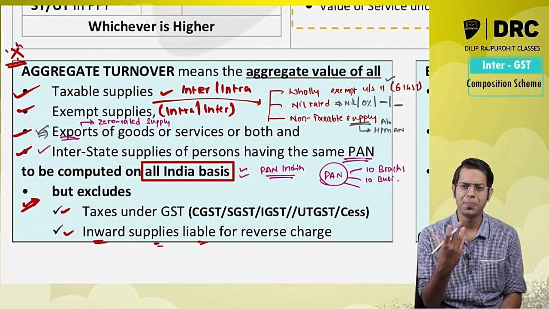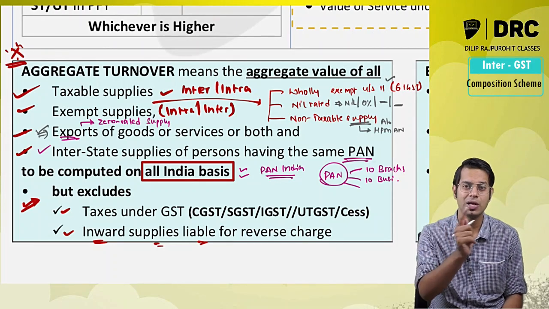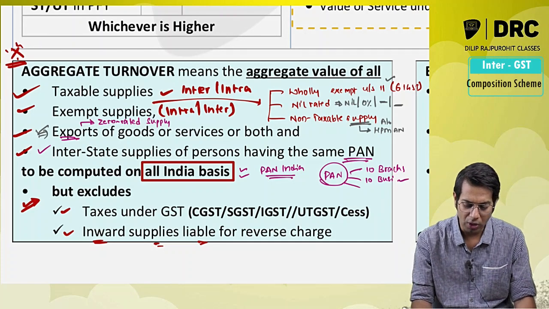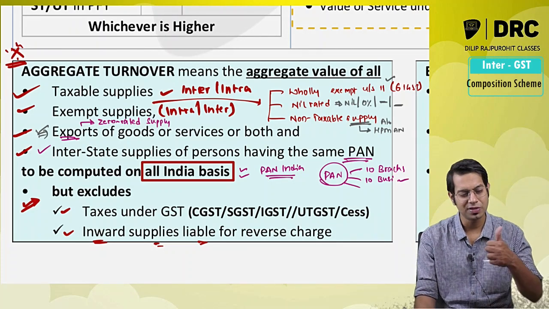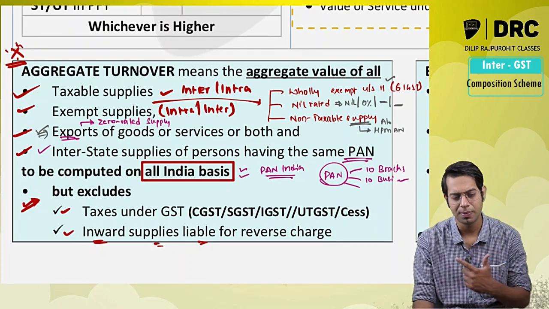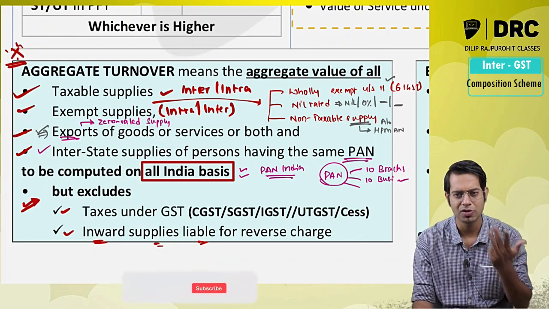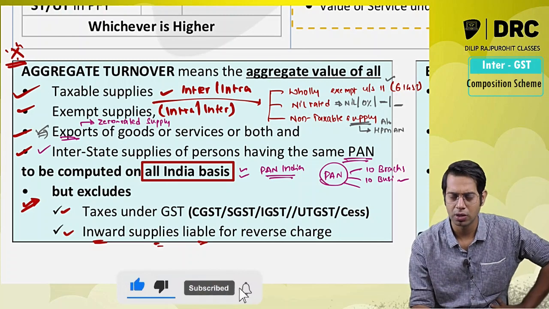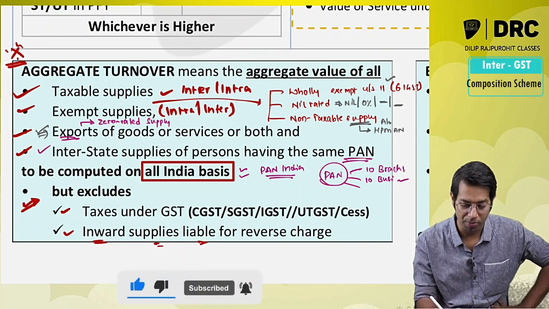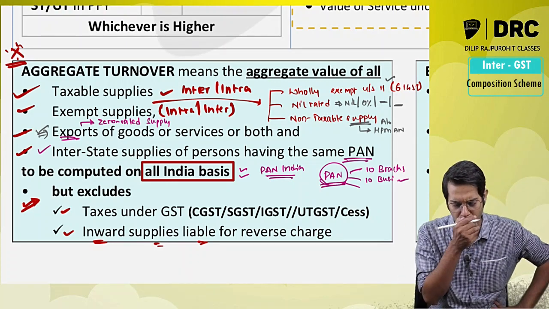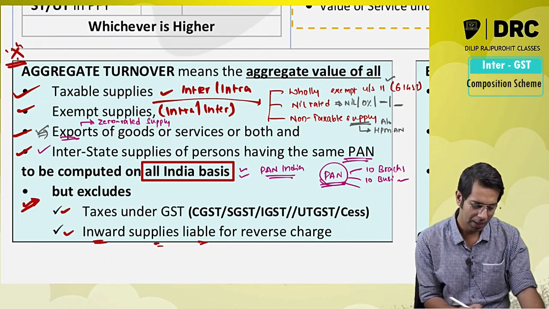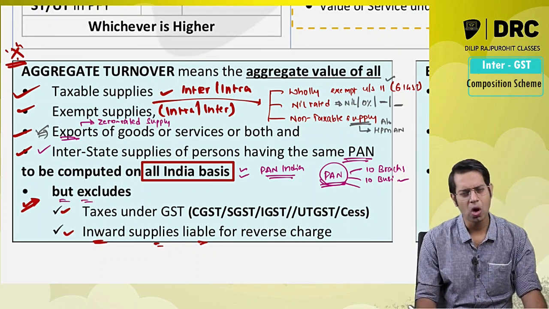So whenever I am computing my aggregate turnover, I should take into consideration the total turnover from all these different branches. Sir, what if I have different types of business? I have a sari business, a sweet business, a dupatta business, a chudidar business. Then what will you do, sir? You should take into consideration the total turnover of all these different businesses also, if they are all registered under the same PAN.